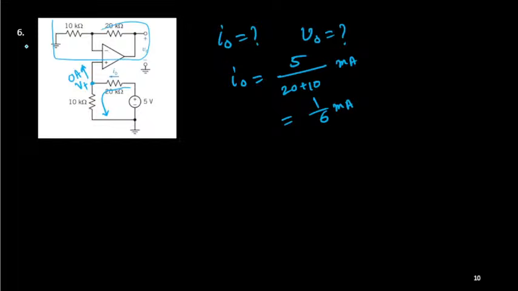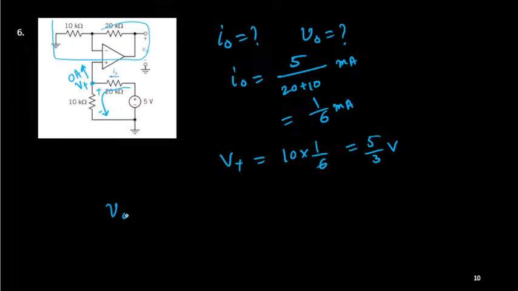V plus we can find now. It is 5 by 30, 1 by 6. So this potential will be 0 here, so V plus is nothing but the voltage across the 10k resistance. So 10 into 1 by 6. Exactly, so it is your 5 by 3 volt. Good. So once V plus is known, now easily you can find V naught.